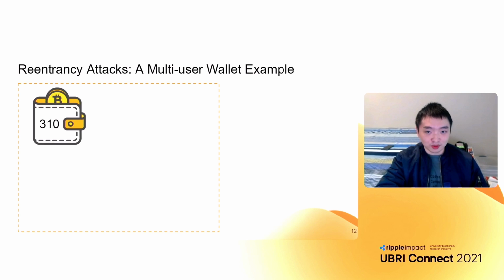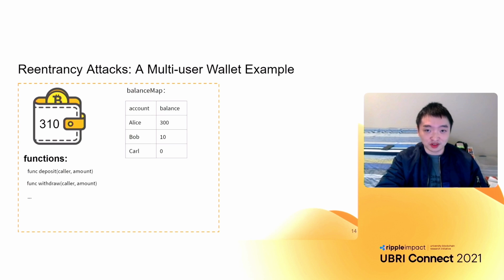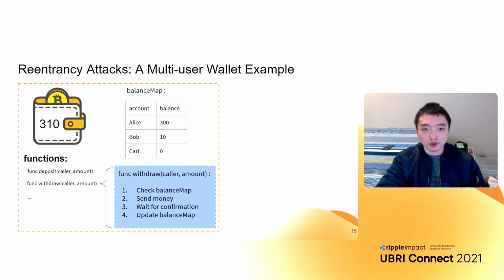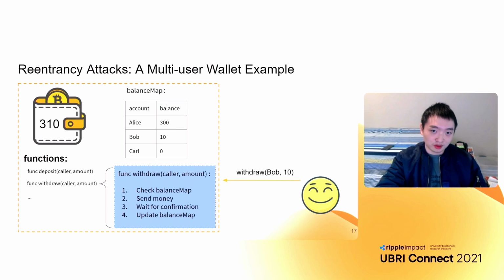To give you an example, let's say there is a smart contract managing a multi-user wallet. Here's a wallet with $310. It maintains a data structure balance map specifying how much money each one of its users stores. It also provides functions so users can deposit and withdraw money. And let's take a closer look at the function withdraw. It contains 4 steps.